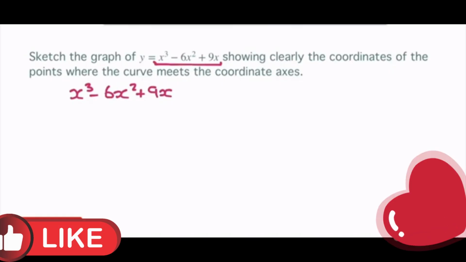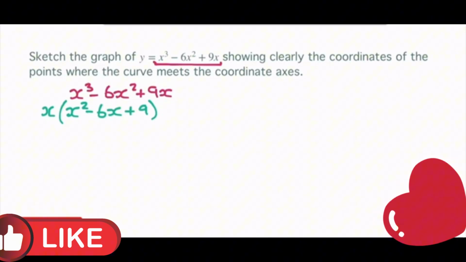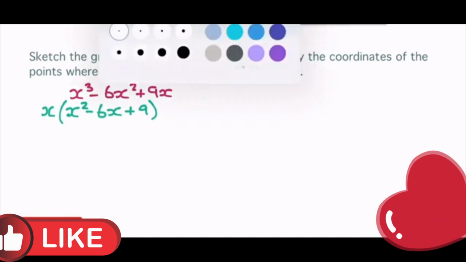Now in order to factorise this, we can take out a factor of x to start with, and when we take x out, as there's no number at the end, we get inside a nice quadratic here. We get x squared minus 6x plus 9. Okay, so that obviously gives us our first solution there. We've got x equals 0 for that x on the outside.